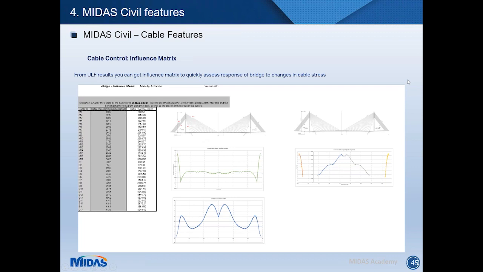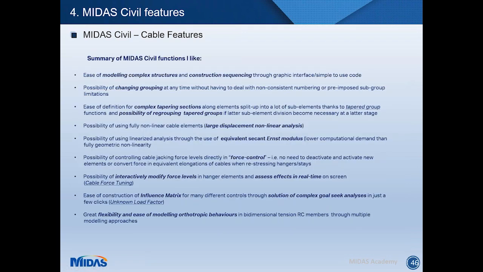As a summary of the functions that I like in this type of bridge, first of all, the construction sequencing in MIDAS is easy to use because it's made through a graphic interface, or the code is very simple. I also like that I can change the groups as I need. If the construction staging on site is changing, it's really easy to change the groups and rerun the construction analysis. I don't have pre and post subgroups with limitation of elements. The numbering of the elements is not related to the group, and so on.